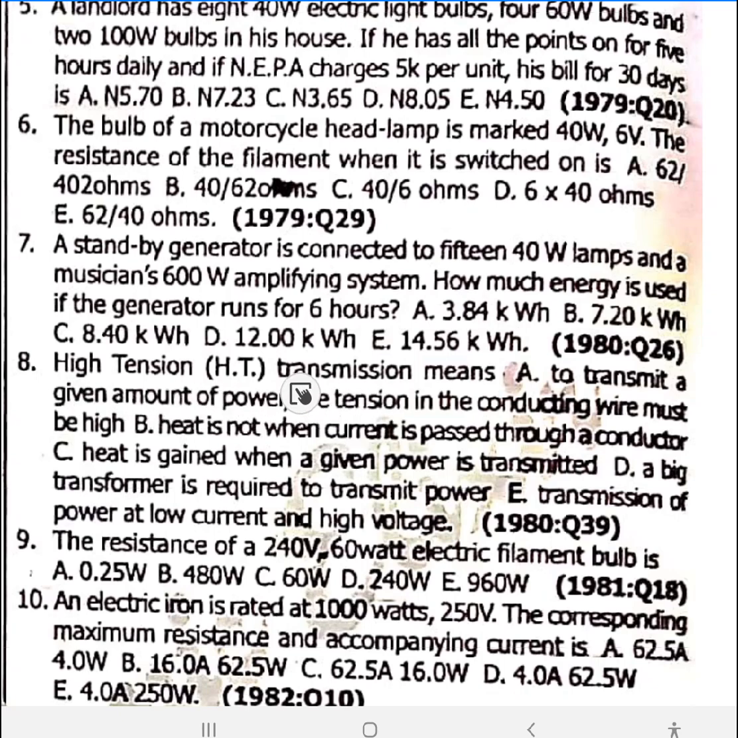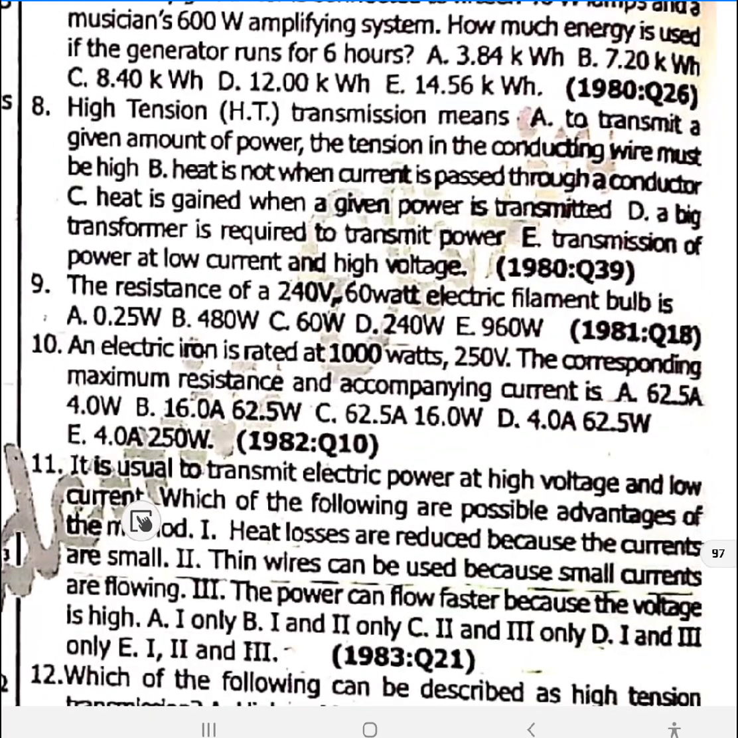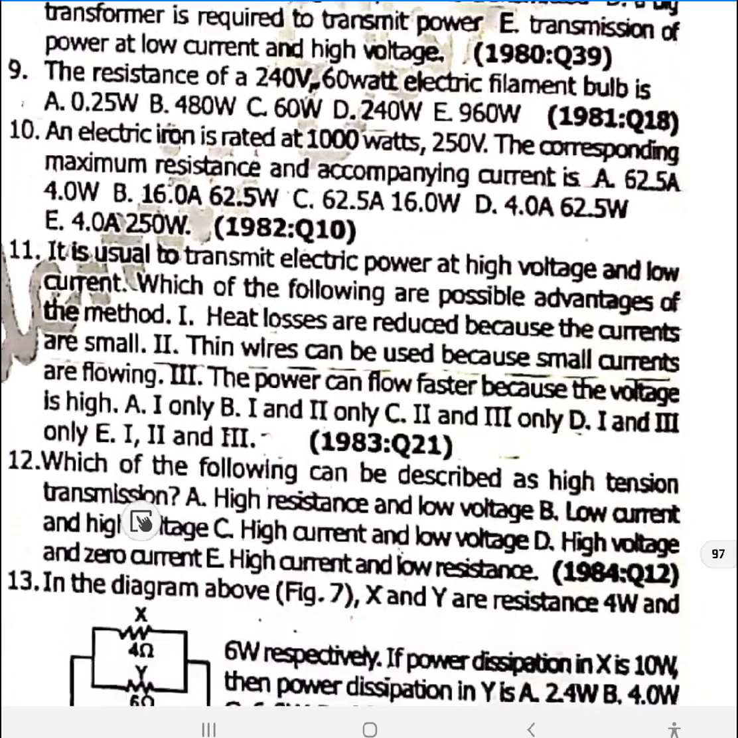High tension means transmitting power at high voltage and low current. High voltage and low current, to transmit power, a big transmission at low current and high voltage. Option E. The resistance calculation.